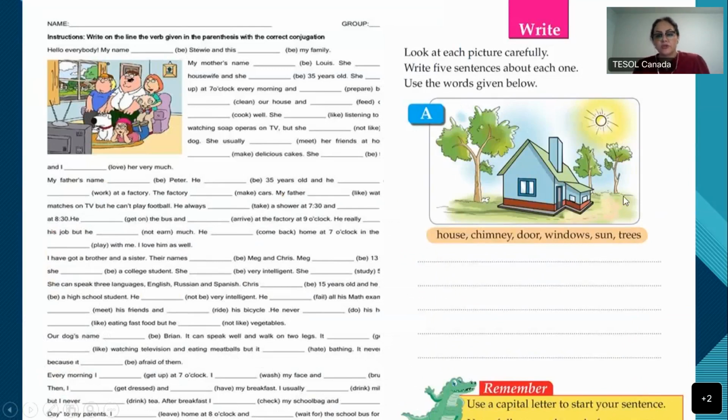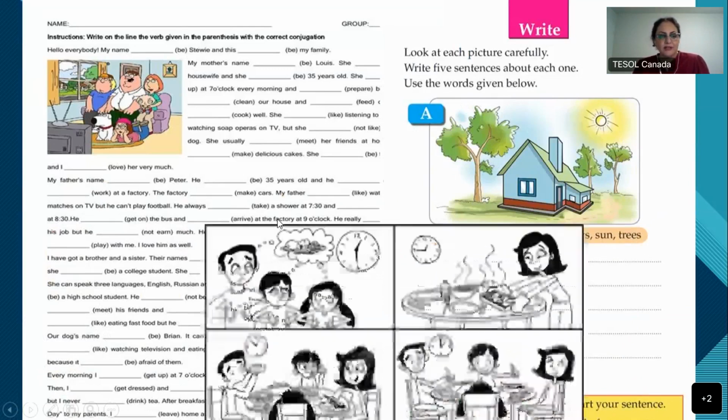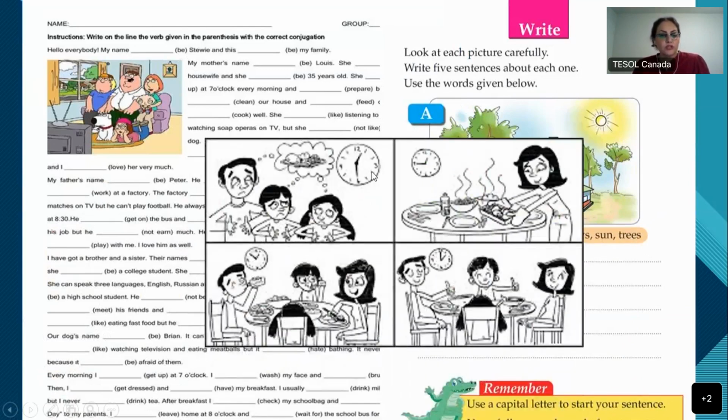So you show them a picture and say, okay, look at this picture. Here are the words: house, chimney, door, window, stone, trees. You can use the words and write sentences about this picture. So you help them to write. But this one is more creative. So look at this picture and write the story.